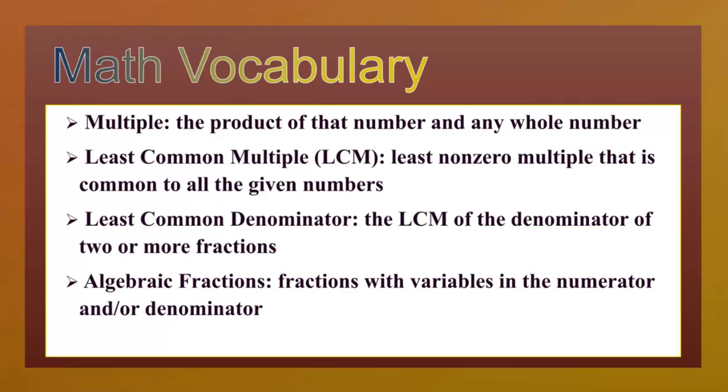And then when it says the least common denominator, that's the least common multiple of the denominator of 2 or more fractions. So you really find least common denominators when you're adding and subtracting fractions. So you're just finding the common denominator. And then we're going to look at algebraic fractions. Algebraic fractions are just those fractions that have a variable in the numerator and or the denominator.